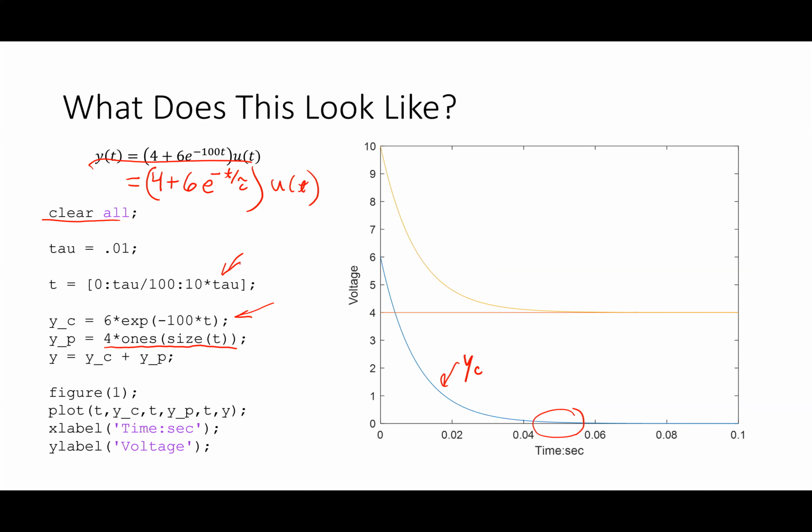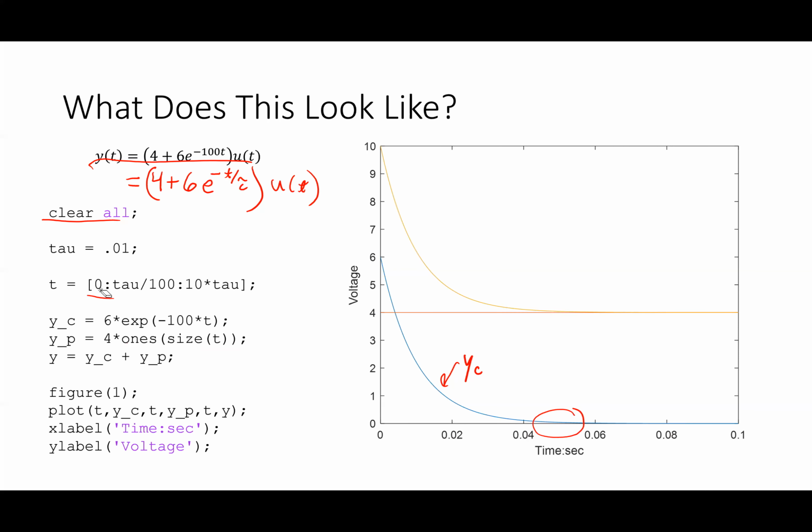Many columns. I don't want to calculate how many it is. We could do it, right? But it's got many columns, but 1 row. So what this is saying is create a vector of 1s that has 1 row and however many columns t has. All right. And so what I then did was I created my total solution by saying y sub c plus y sub p. And I plotted it.